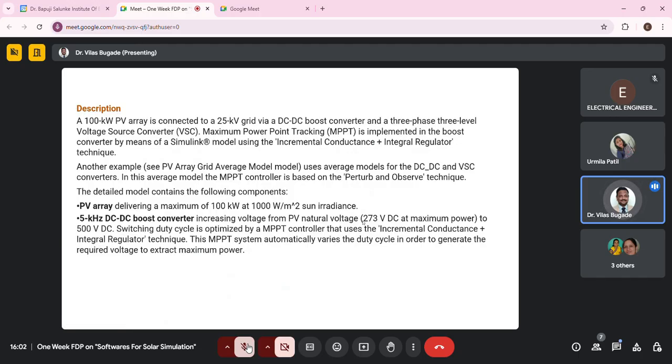Even here, I want to say that when we did this for a student, the important parameter was a 5 kilohertz DC to DC boost converter, which increases the voltage from the PV natural voltage, up to 73 volt at maximum output, to a 500 volt DC. Duty cycle and all that we need to set according to the power electronics device.